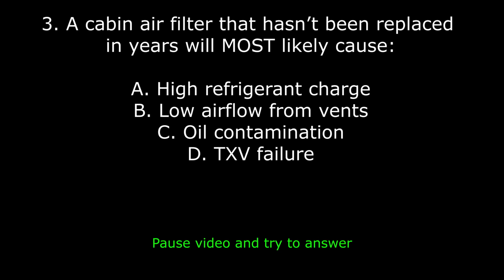3. A cabin air filter that hasn't been replaced in years will most likely cause: A. High refrigerant charge. B. Low airflow from vents. C. Oil contamination. D. TXV failure. Answer: B. Low airflow from vents. Explanation: a clogged filter blocks airflow through the HVAC housing, leading to weak vent performance.